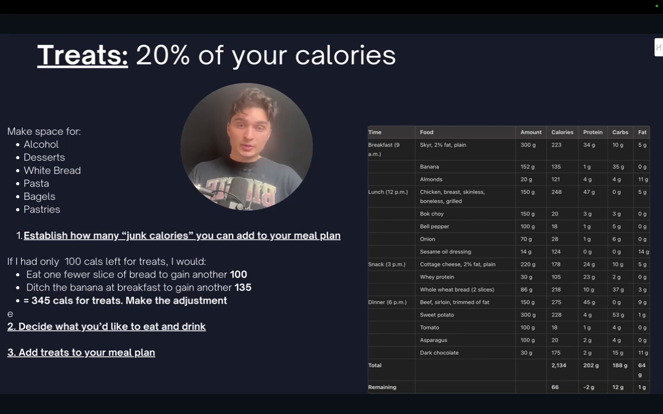I had 240 calories left, right? So I added 30 grams of dark chocolate at the end of my day at dinner, and I'm within my calorie goal. I have 66 calories remaining. I'm in calorie deficit, and I've included my treats. So that is what this looks like, okay? And I hope this helps you visualize how you would set up your meal plan, how the carbs, fat, treats, and protein all go into it.